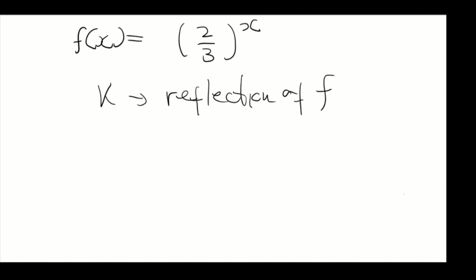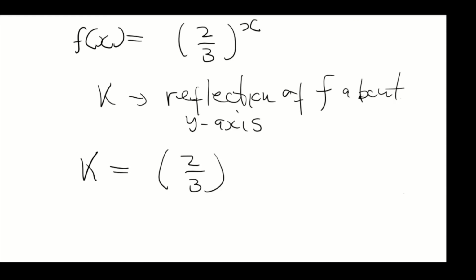So if they say k is the reflection of f about the y-axis, what we're going to do is say the equation of k is equal to (2/3), and in place of the exponent x there, we're just going to write a negative exponent of x, right?